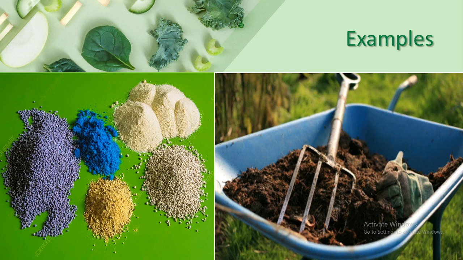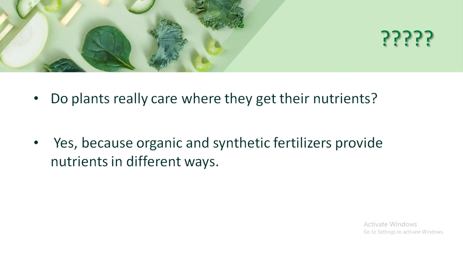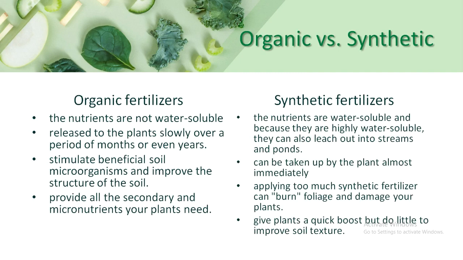These are pictures of examples. On the right side of the slide is a naturally produced fertilizer, which is obtained from animal manure or plant parts, and on the left side there are some synthetic fertilizers shown. Our question is, do plants really care where they get their nutrients? Of course, yes, because organic and synthetic fertilizers provide nutrients in different ways. Let's see the difference between organic versus synthetic fertilizers.